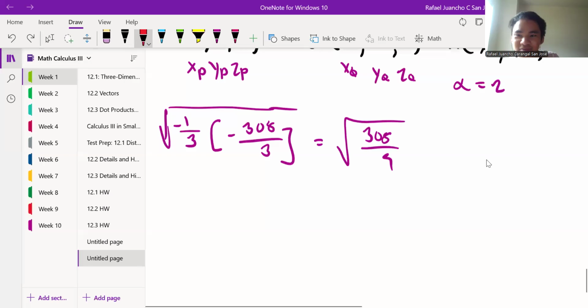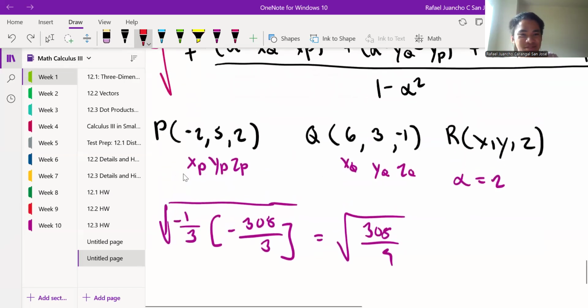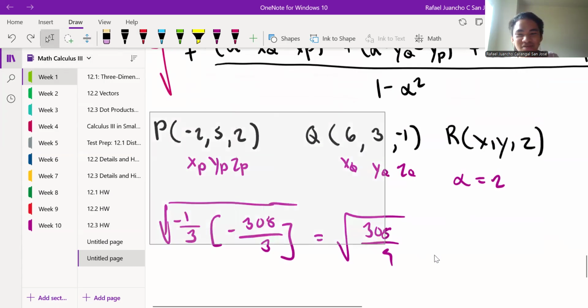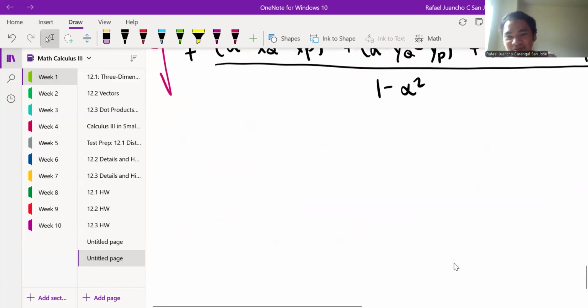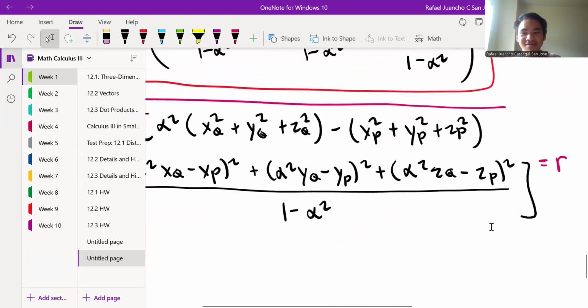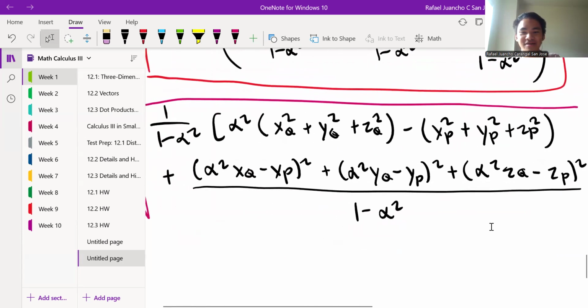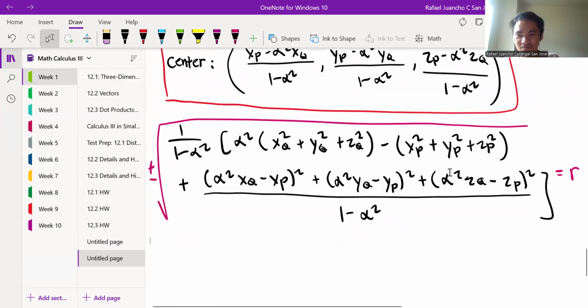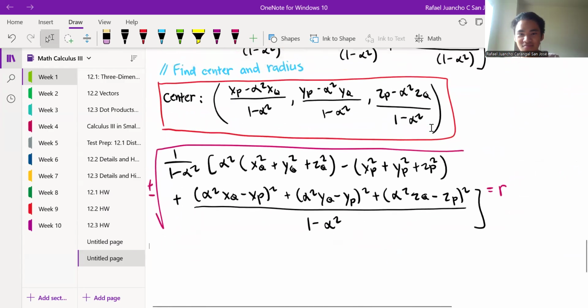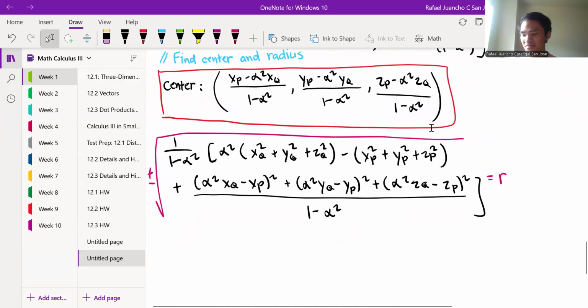So yeah, a bit tedious on my end, but hey, it works. We created our own formula that somehow works. I managed to get an R here, so I'll just zoom out so that you guys can see. Based on that problem, we managed to make our own formula that will give us a center and a radius. So yeah, that's all for today's video, and I'll see you guys in the next one.